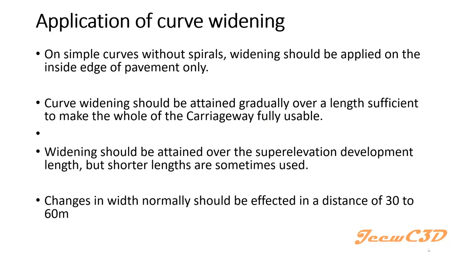So if the straight section lane width is 3.5 and inside the curve, with curve widening, the lane width is 4 meter, then 3.5 to 4 meter width will be gradually attained inside the travel way. Otherwise, the carriageway won't be fully usable. If you suddenly increase the width of the lane, the other part would not be usable. So instead, we gradually increase the width of the road from one width to the other width.